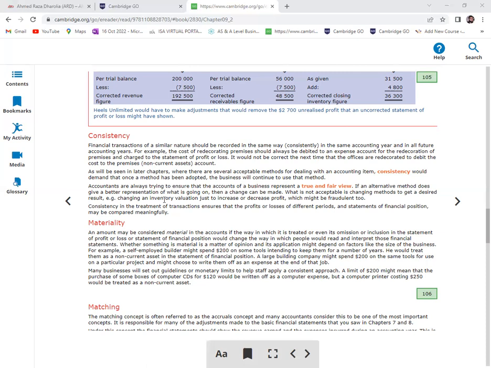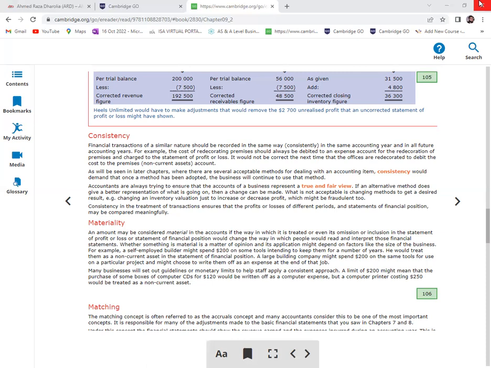So consistency is to follow one method and continue it. You cannot do that this year straight line method, next year reducing balance method, next year again straight line. What is this? You should be consistent in your accounting. You should follow one method and continue it because the concept behind it is called consistency.